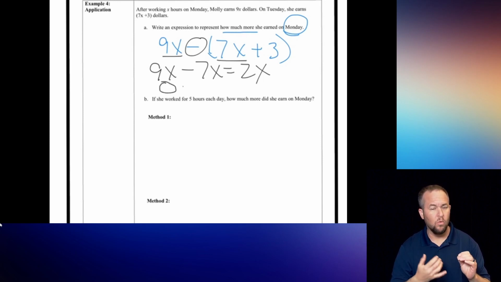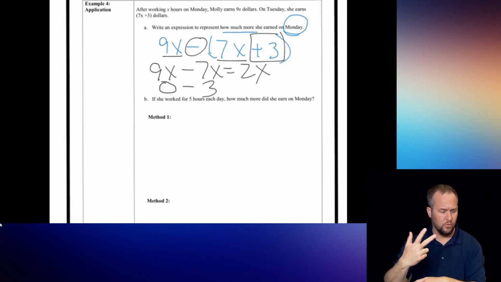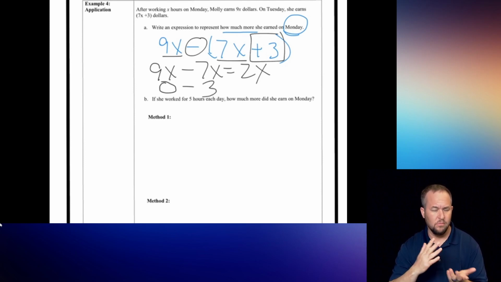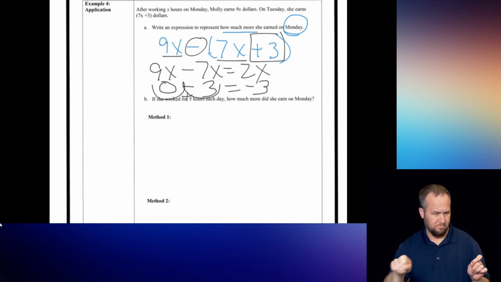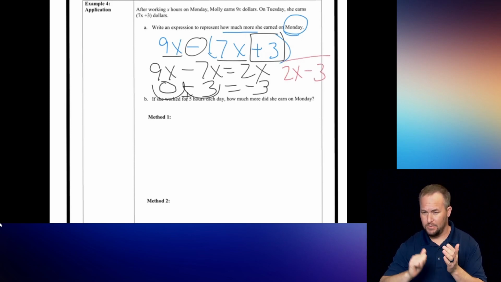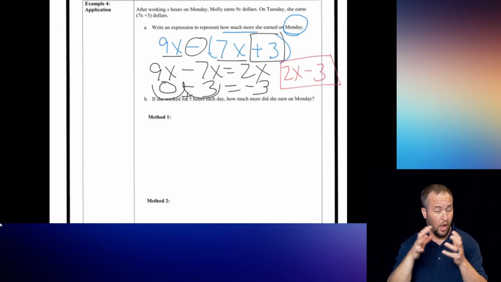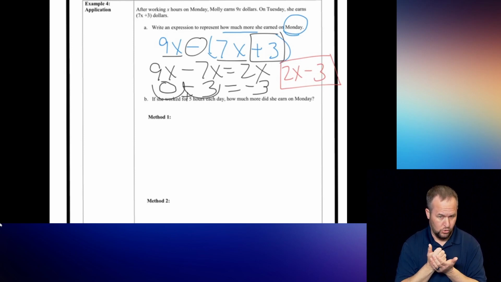You still show it was a subtraction problem, and you show that it's a positive 3 or a regular 3 that you are subtracting. So if I start at 0 and subtract, I'm going to end up in the negatives. So I'm going to end down at negative 3. Or you could have done it with loops to see that that was a negative 3. So your final answer is putting them together. I have 2 x's and I have negative 3. So 2x minus 3 is the final expression. That shows how much more money she earned on Monday rather than Tuesday.